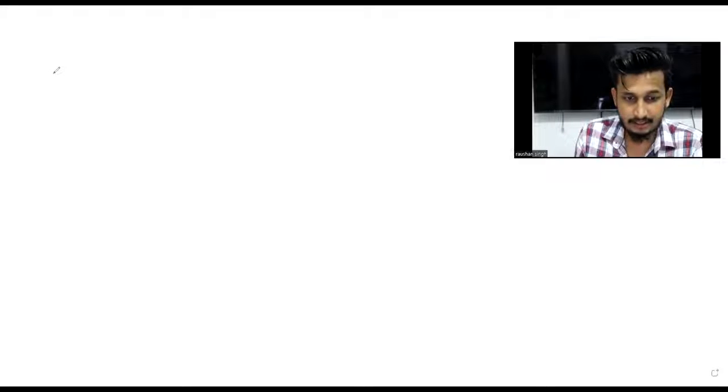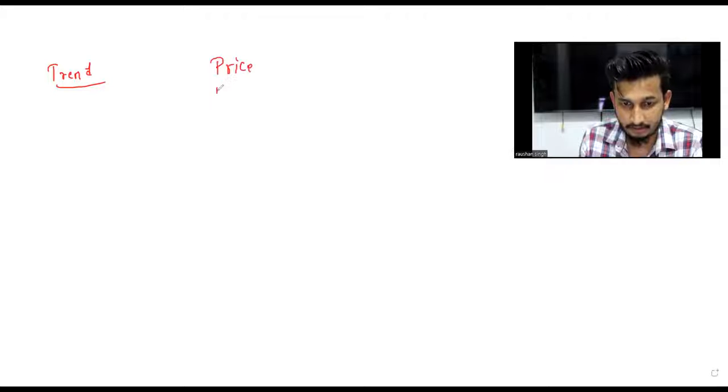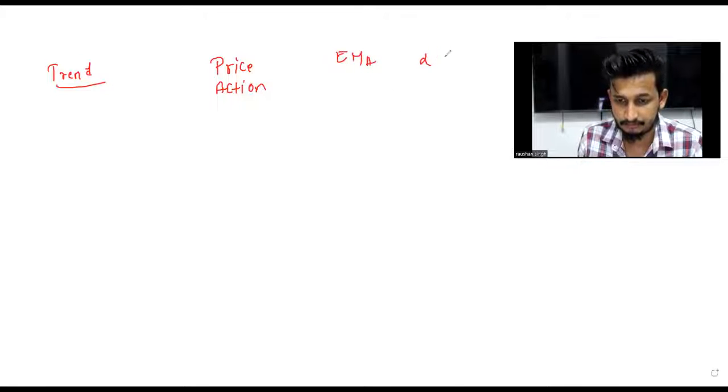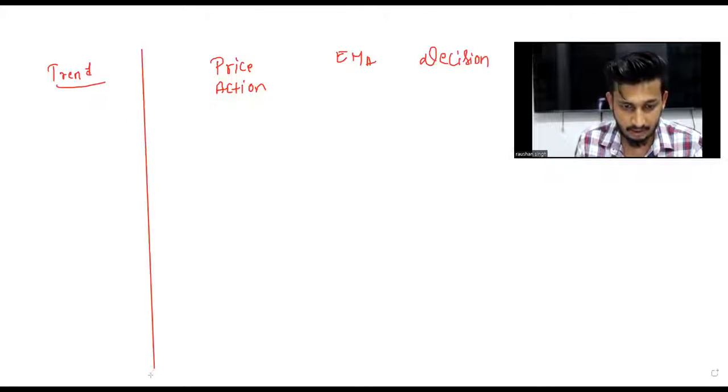First thing is that let's understand if the market is in trend, as in uptrend or downtrend. Here, price action and EMA decision. So basically, if the market is in an uptrend.